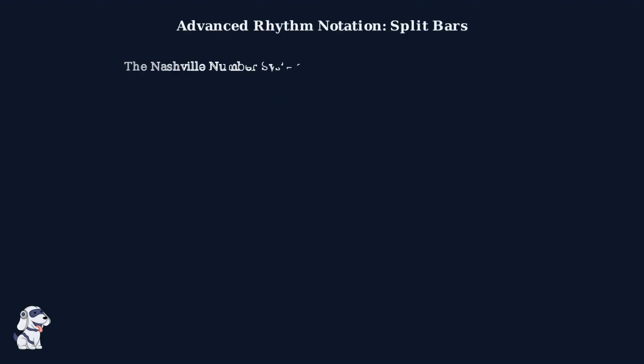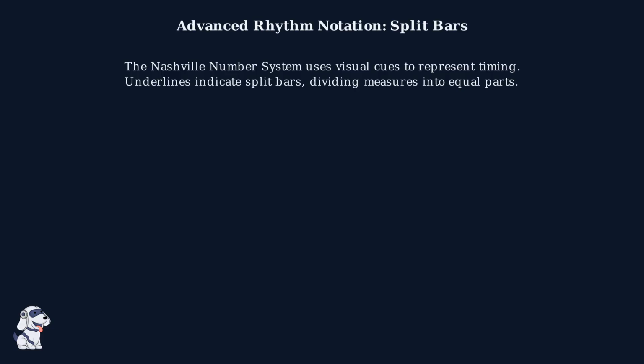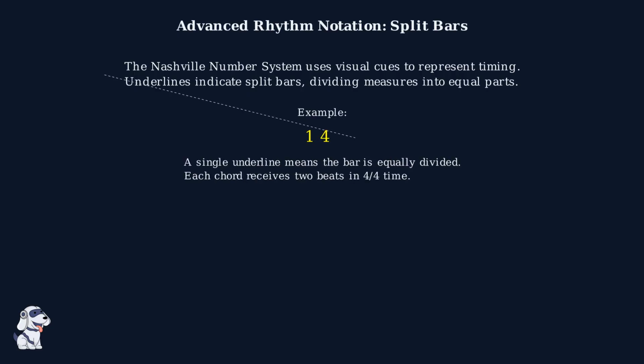The Nashville Number System employs visual cues to accurately represent timing within musical charts. Underlines serve as indicators for split bars, effectively dividing measures into equal rhythmic segments. For instance, consider the notation 1/4 accompanied by a single underline. This signifies that the measure is equally split between the 1 chord and the 4 chord.